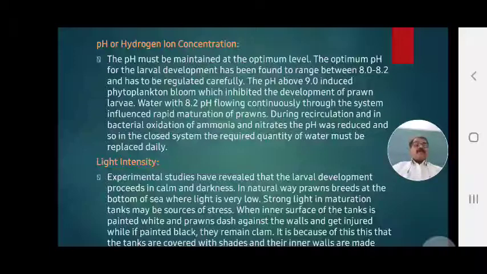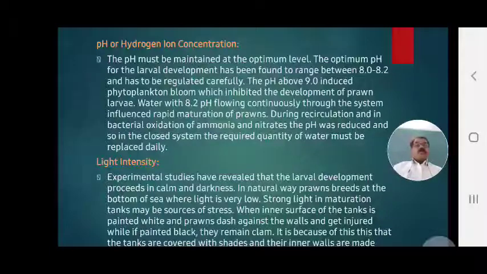A pH above 9 induces phytoplankton. When pH increases above 9, it accelerates the development of phytoplankton blooms. When these blooms increase and grow fast, they affect the development of prawn. That's why a pH above 9 is harmful and not suited for the larval development of Peneus indicus. Phytoplankton blooms inhibit the development of prawn larvae.